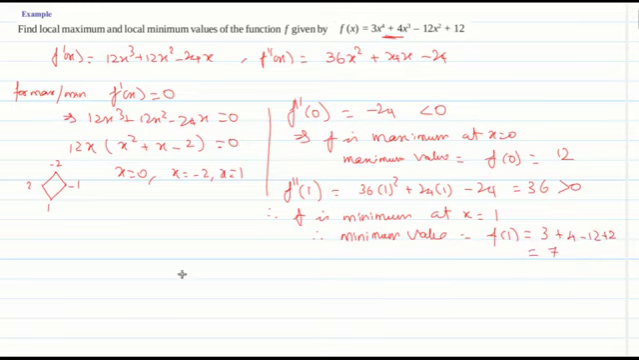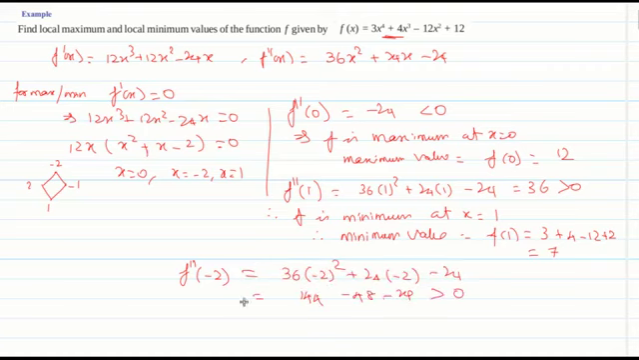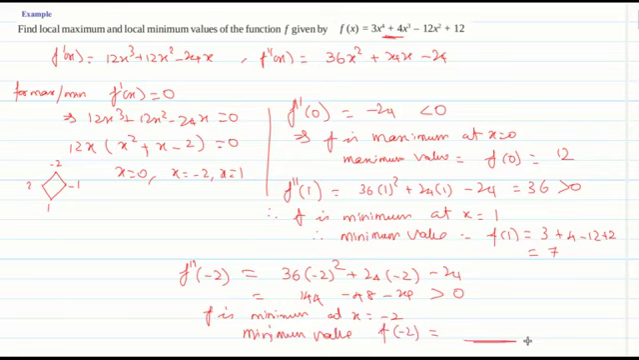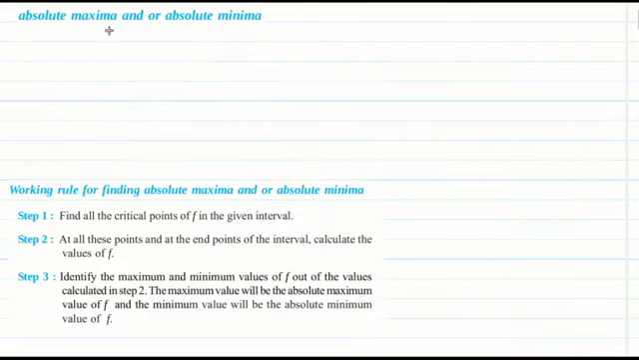Next, f double dash of minus 2, positive only. Therefore, we can say f is minimum at x equal to minus 2. Then what is the minimum value? It is f of minus 2. You can substitute in the function and get it. Absolute maximum and the absolute minimum.